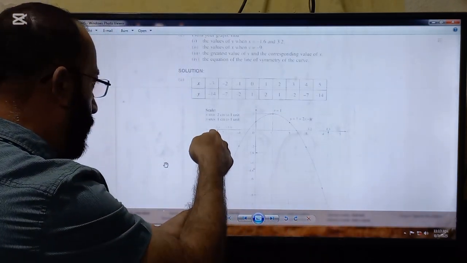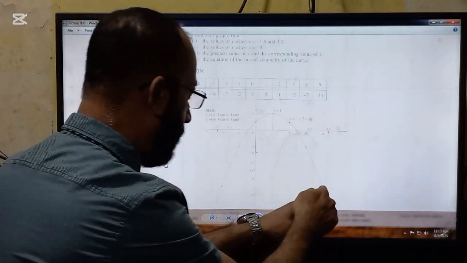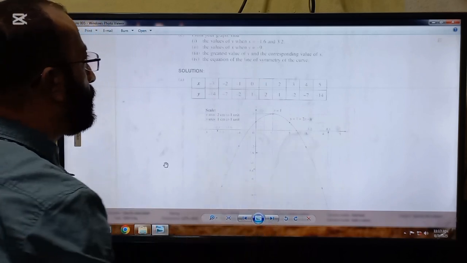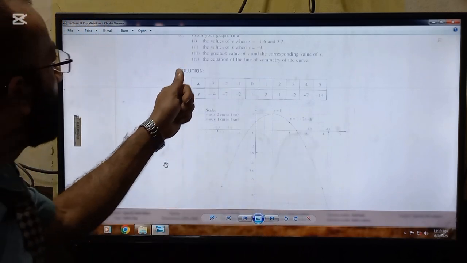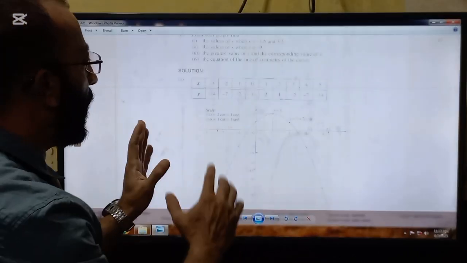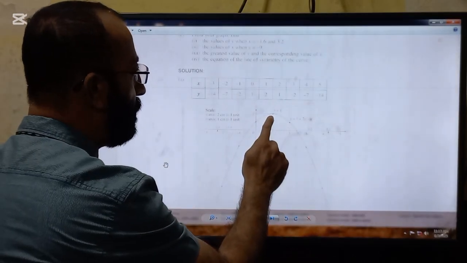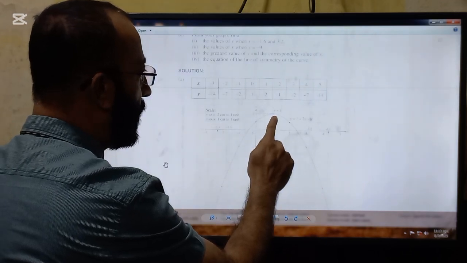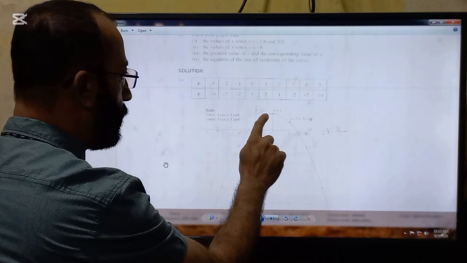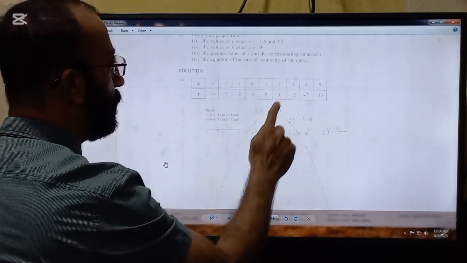From there we will go to the x-axis to check the value of x. So these are the values of x. The third point is the greatest value of y and the corresponding value of x. So that is actually the maximum point. At this point you can see x is equal to 1 and y is equal to 2. So y's value is 2 and x value is 1.